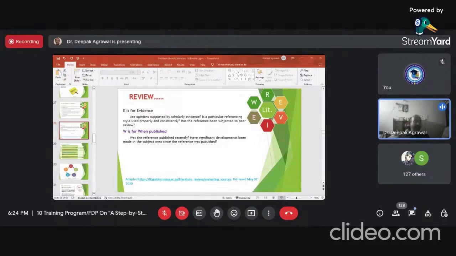Just for an example, you can see this is the link which I have credited here, from where I have collected this information. So the credit must be provided either in the form of a link, or on the same page, or in the form of references at the end of your paper. And W stands for when published.